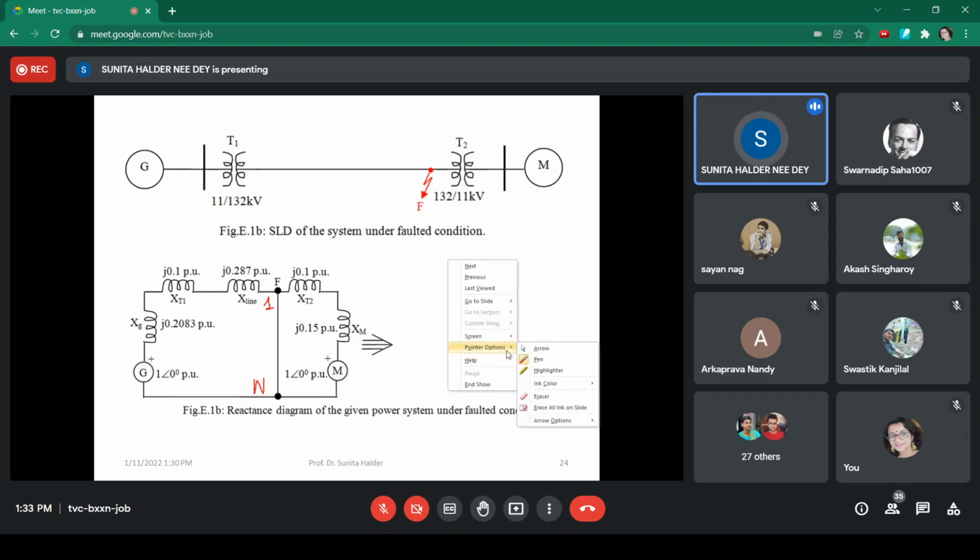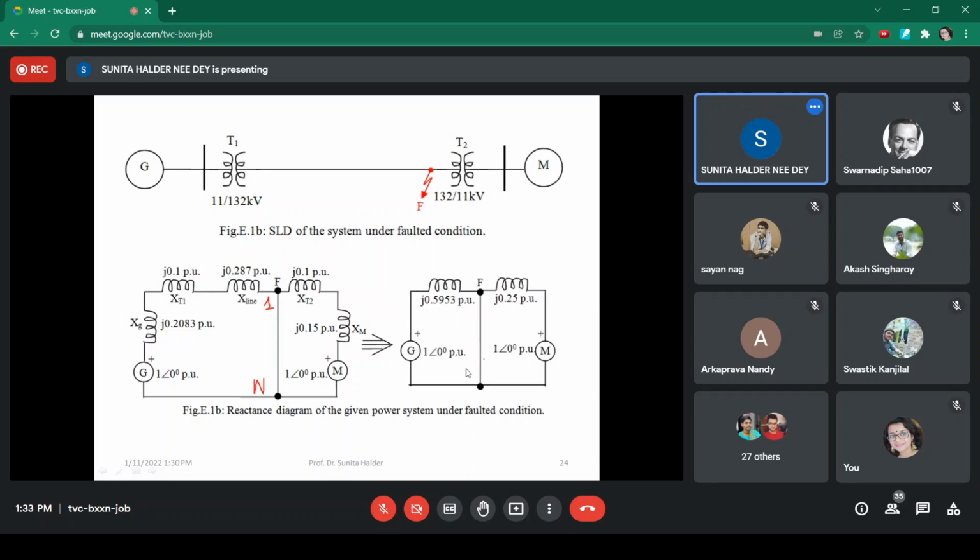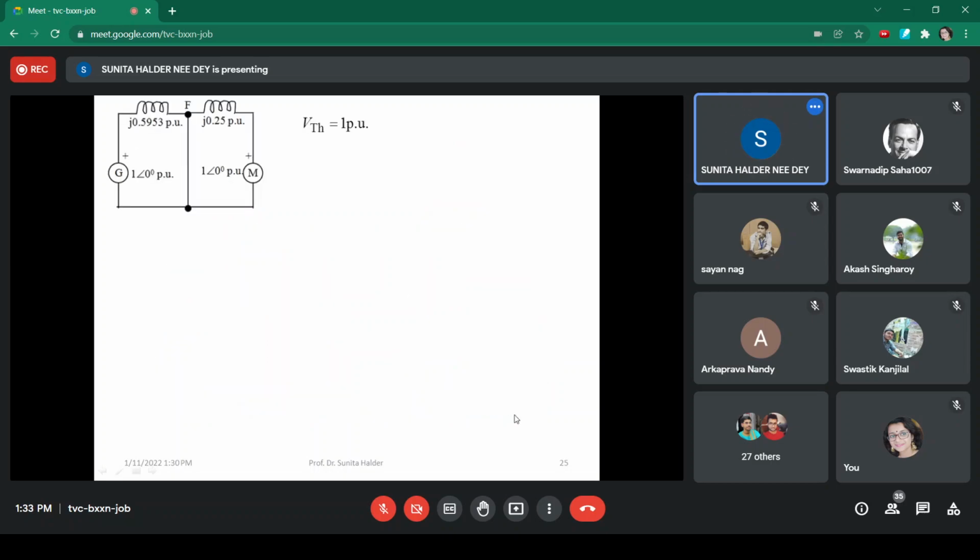What will be the Thevenin equivalent impedance? The Thevenin equivalent impedance will be the parallel combination of these two parts. So the parallel combination of this will be ZTH. From there we can calculate the fault current, right? Otherwise, by circuit solution also you can calculate that one.